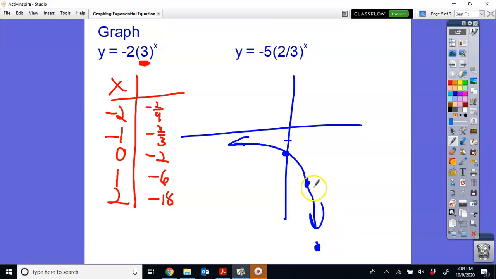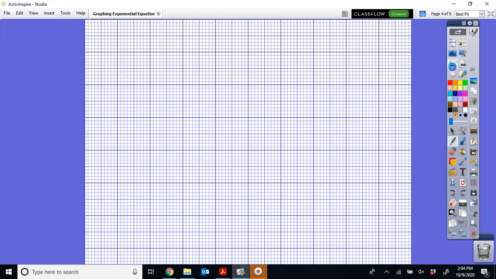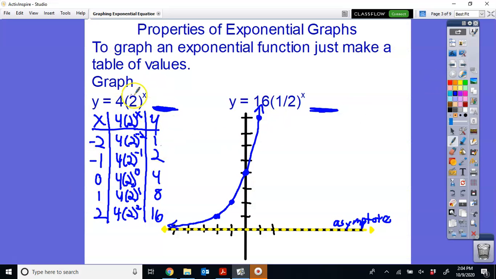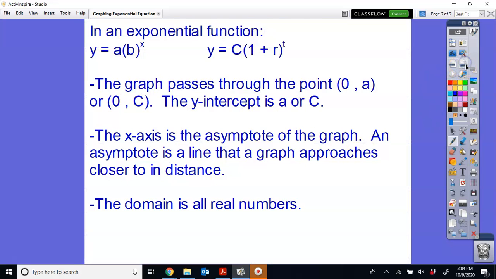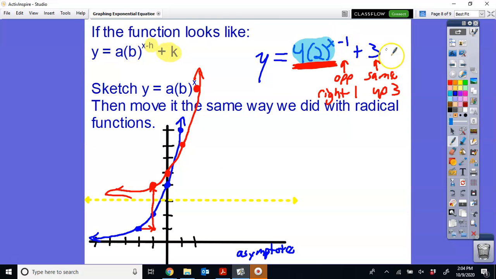So to make a graph of an exponential function, I'm going to review it again. Make your table of values for the basic exponential function. If that's all you got, connect the dots, you're done. Just remember there is this thing called an asymptote here. Then, if there's more stuff involved, if you got a -1 and a +3, you still start off with the basic, not absolute value, the exponential function here.